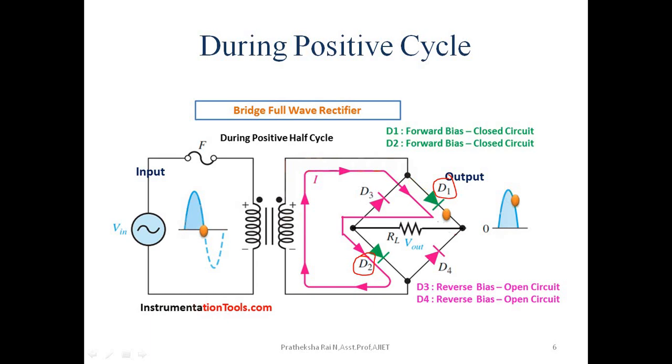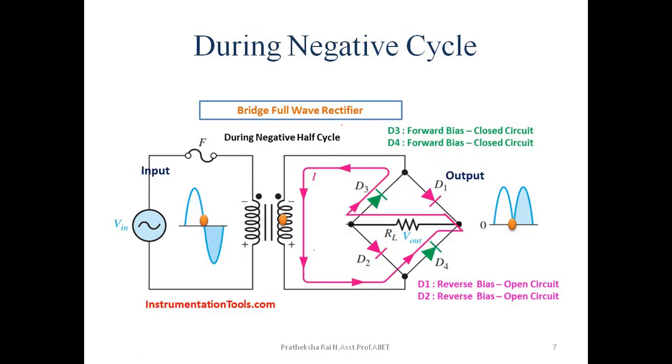Because of D1 and D2 we get the output during what cycle? During the positive half cycle. Now let us see what happens during the negative half cycle. During the negative half cycle, students, see here, this is the negative half cycle. Now I am concentrating on this point, which is now negative. And what about this point? This is positive, right? When this is negative, now D1 is reverse biased.